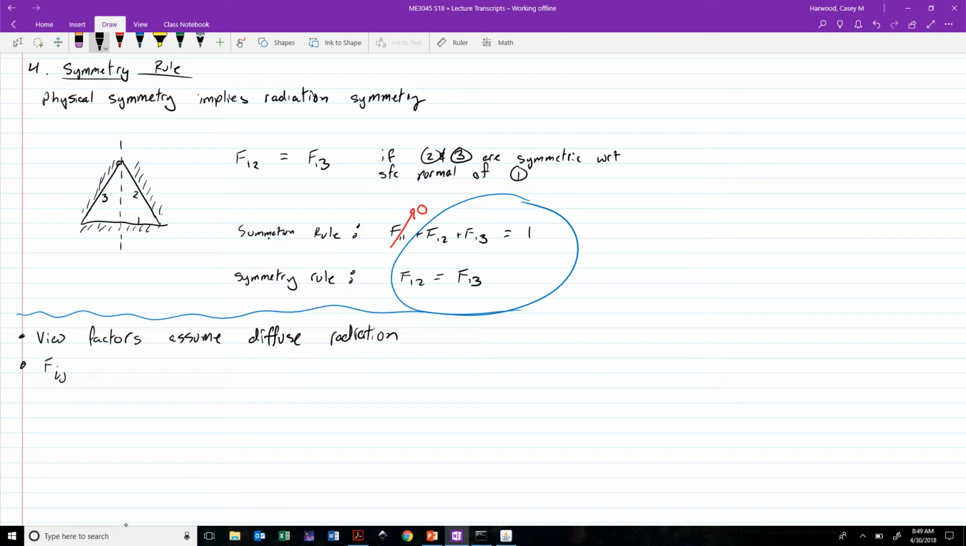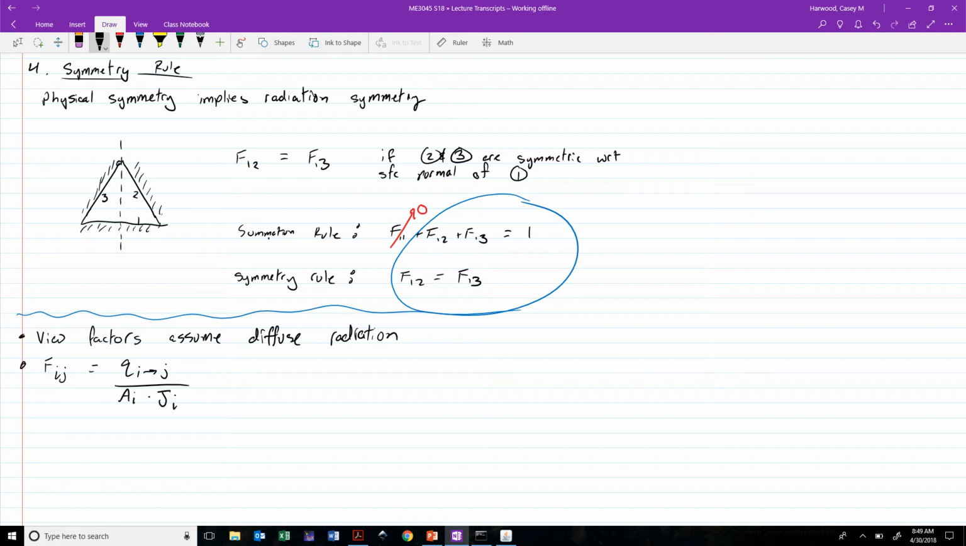the mathematical definition of Fij is equal to the heat transfer from i to j divided by the surface area of i times the radiosity from i. So just remember these 2 points. This is important because this tells us what kind of surfaces we can use this view factor thing on.